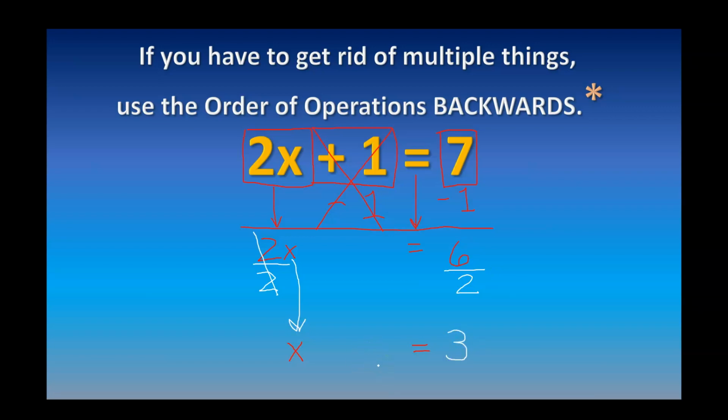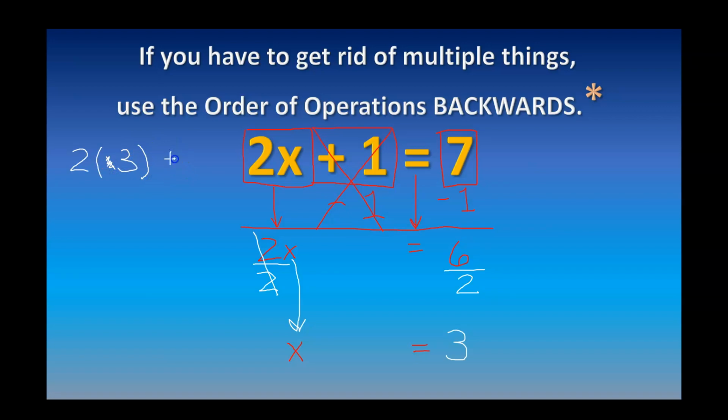Now, let's double check that our work is correct. We can do that by replacing the letter x with this number, because we've just discovered that the letter x is equal to 3. That means the letter x and 3 are the same thing for this problem, and they are interchangeable. Wherever we see an x, we can replace it with the number 3. So we're going to rewrite our problem as 2, and we're going to replace the letter x with a 3.